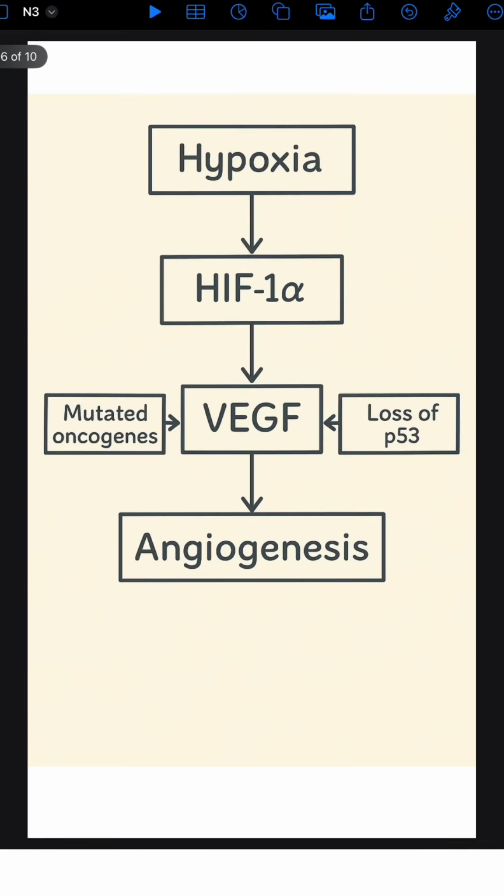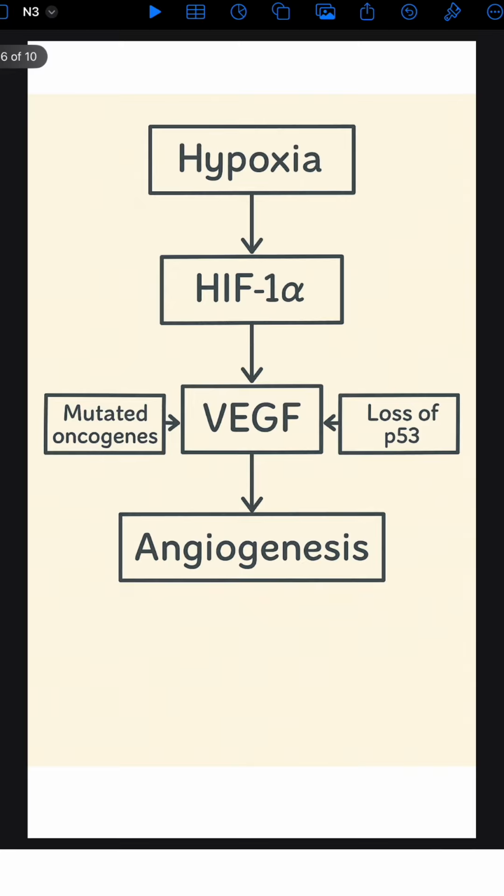As this malignant tumor grows fast, some parts of it don't get enough oxygen. The low oxygen leads to hypoxia. Due to this, hypoxia-inducible factor 1 alpha is produced. This hypoxia-inducible factor 1 alpha activates vascular endothelial growth factor, which promotes angiogenesis. Angiogenesis is formation of blood vessels.